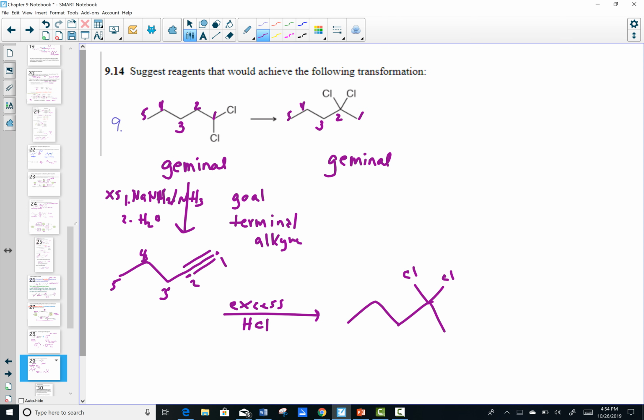So what's cool about this reaction is that it really looks like you just picked up and moved the chlorines from carbon 1 to 2, but the secret there is in doing so, in step 1, we had to get rid of the chlorines first and create a terminal alkyne, and then we put them back on following Markovnikov's rule, and that puts it back onto position 2.